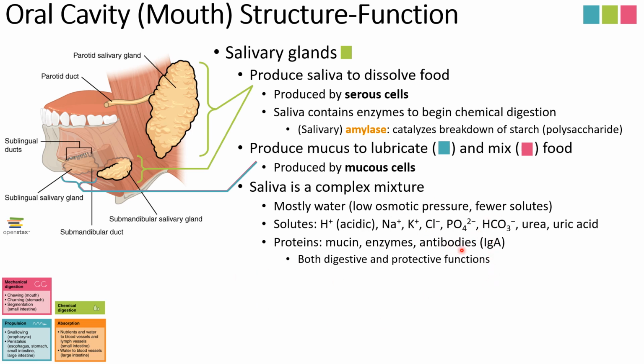In addition, there are lots of different proteins, mucins, the enzymes we talked about, and also antibodies that are produced by your immune system. These are present in the saliva and obviously can help in protecting. And then some of these other things are involved in chemical digestion.